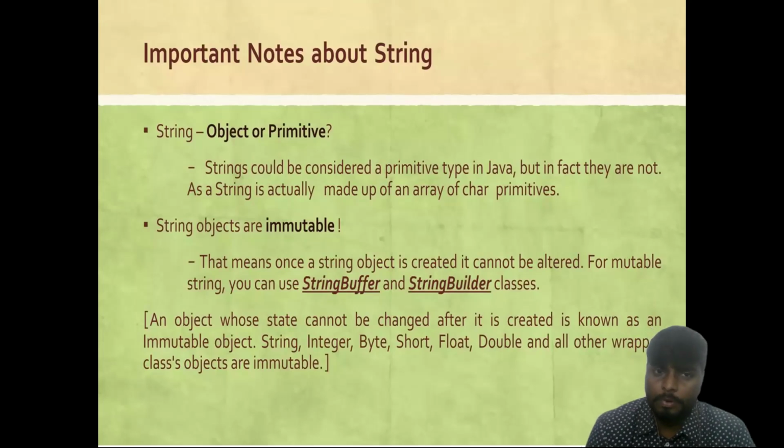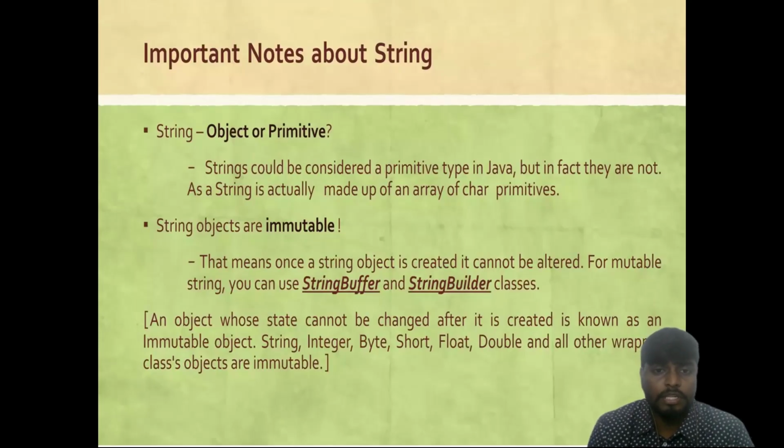A string could be considered a primitive data type in Java, but in fact it is not. A string is actually made up of an array of characters. An array is nothing but a collection of similar elements. A collection of different characters is a string. String objects are immutable. That means once the string object is created, it can't be altered. For mutable strings, you can use StringBuffer and StringBuilder. Basically, string objects are immutable.